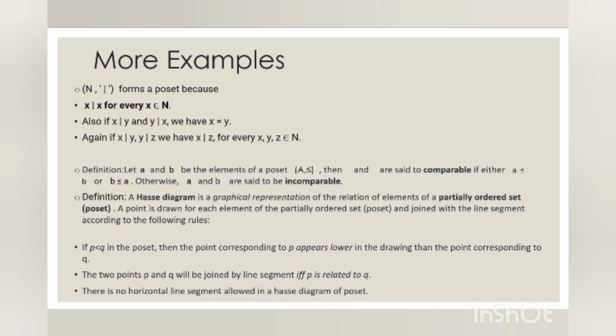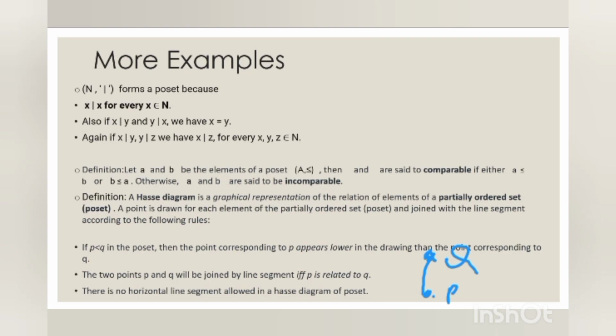So these are the rules. If P is less than or equal to Q in a poset, then we make a point corresponding to P and a point corresponding to Q, and P appears lower in the drawing than the point corresponding to Q. Let me show with a diagram. Let this be P and this be Q. So P is less than or equal to Q, then P is drawn lower than Q, and we connect these.